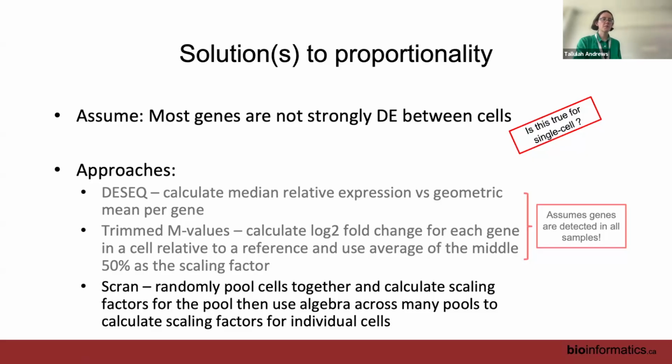However, we can use them by using a trick in a method called scran, which pools together cells so that we do have expression of every gene in every pool, and then we can calculate our DESeq2 size factor or our trimmed M value on that pool. And if we do that multiple times over and over again, we can mathematically calculate what the size factor should be for each cell.